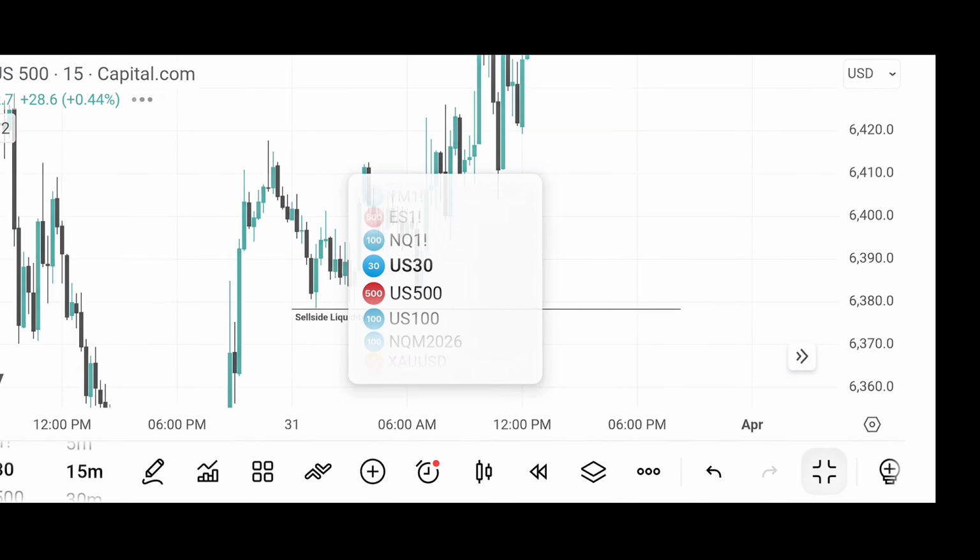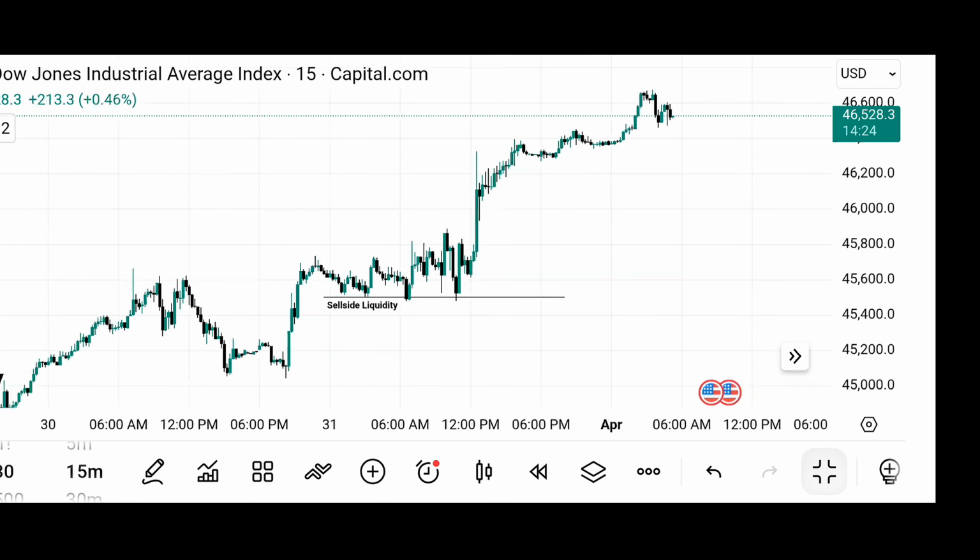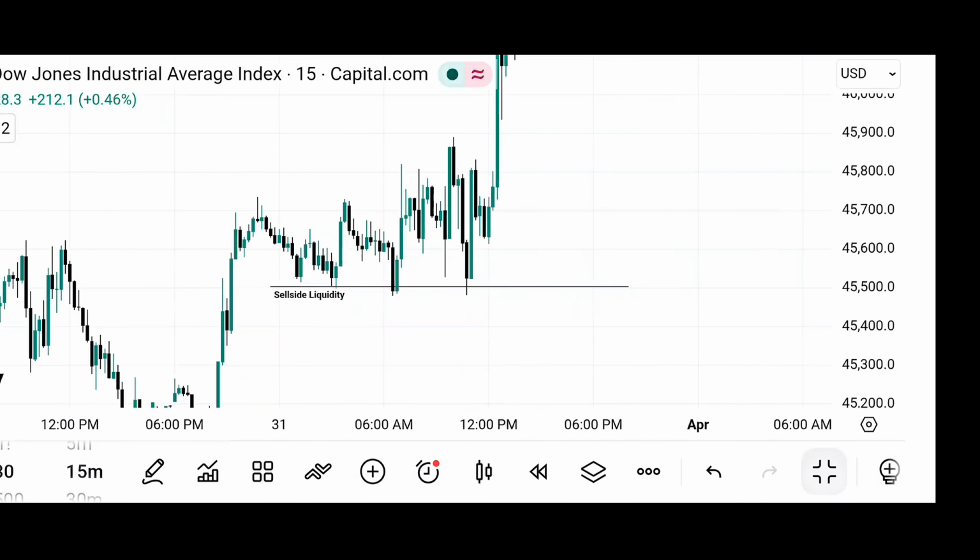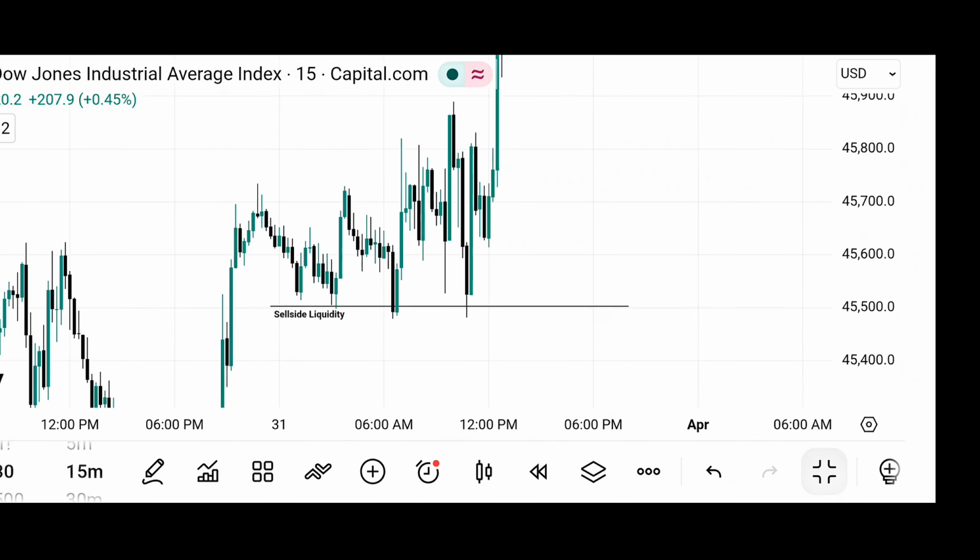But the Dow Jones does make a lower low. So the Nasdaq fails to make a lower low, the S&P fails to make a lower low, but the Dow Jones does make a lower low. This gives us the information of a divergence taking place in the market and is also hinting towards a potential reversal or shift in direction.